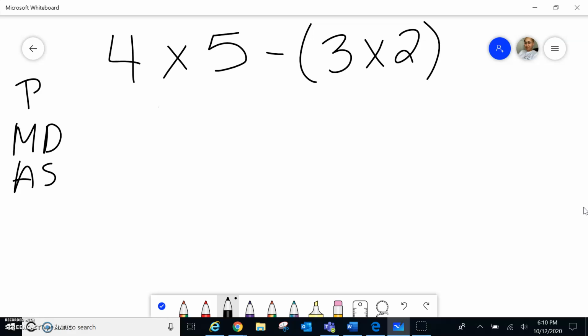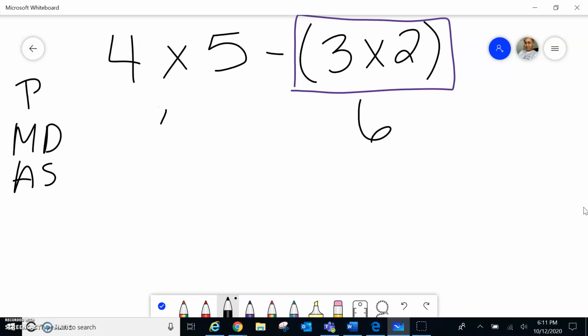Again, let's look for parentheses first, which I do have right here. So I have to solve what's in the parentheses first. You always, always, always go with whatever is in the parentheses first. So 3 times 2 is 6. I'm going to bring that down, and then I'm going to bring down the rest of my expression. I have no more parentheses, so I can cross this out.